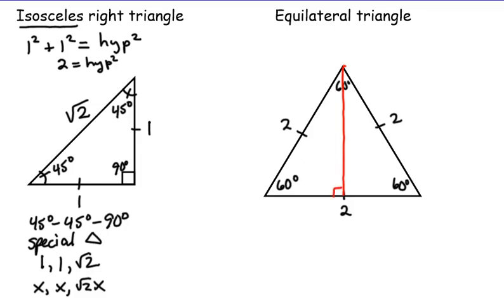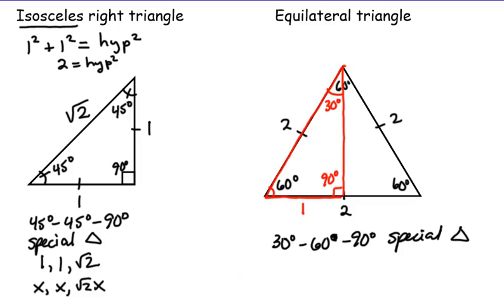Since this is a very symmetric triangle, it divides this triangle exactly in half, which means this side right here is 1. So I have a triangle here that is half of my equilateral triangle. Notice that it has an angle of 60, it has an angle of 30, and it has an angle of 90. So this is my 30, 60, 90 special triangle.